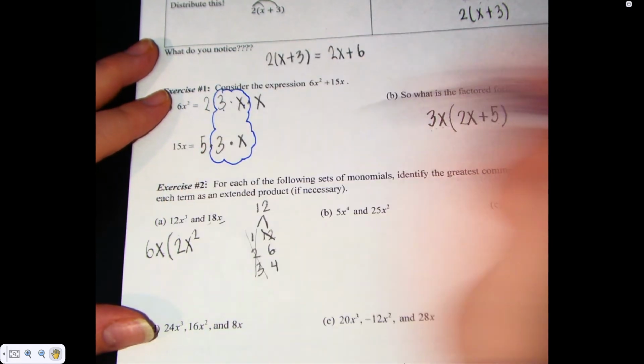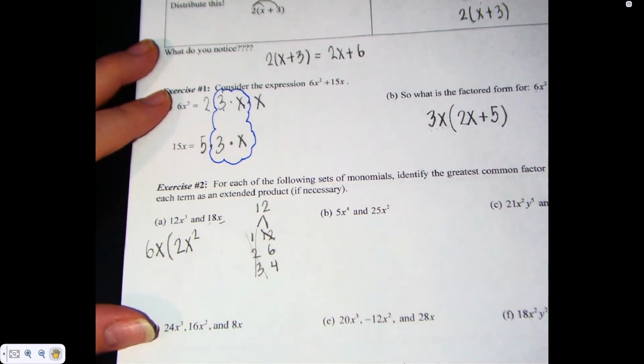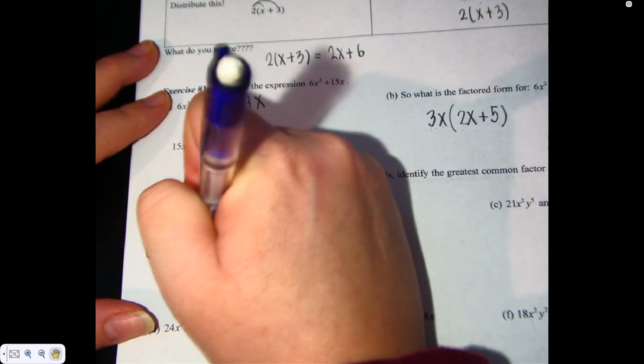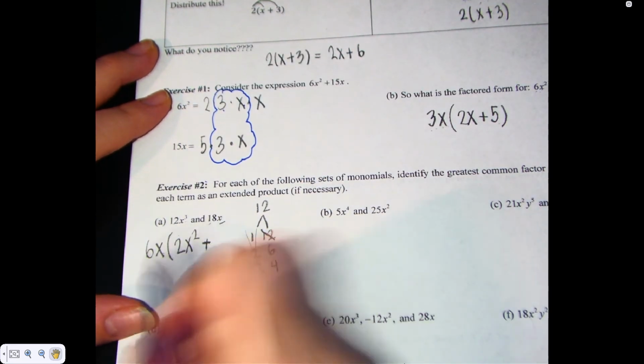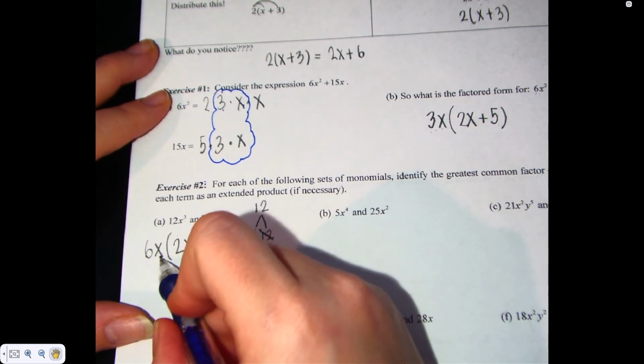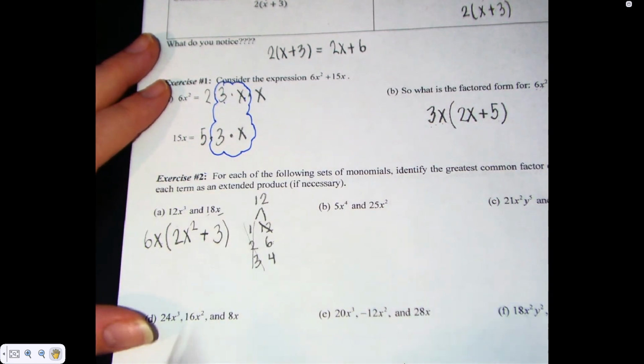Okay, I guess we weren't supposed to write it as, oh yeah, okay, and it means to add, all right. And then 18 divided by 6 is 3. And x divided by x, well, that's just 1. So that would be it. Perfect.